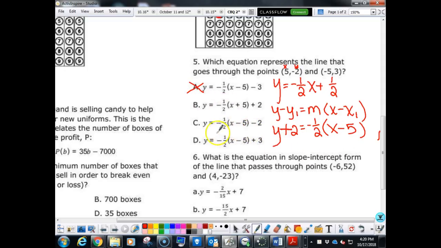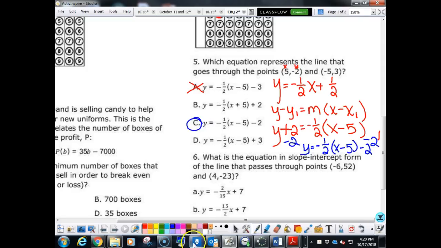-5. So what they did is here, if you see, I have y plus 2, and over here I have y equals. So what they did was they subtracted 2 from both sides, and then they were left with y equals -1/2 x minus 5 minus 2, which would be C. Now, that was a little tricky, right?